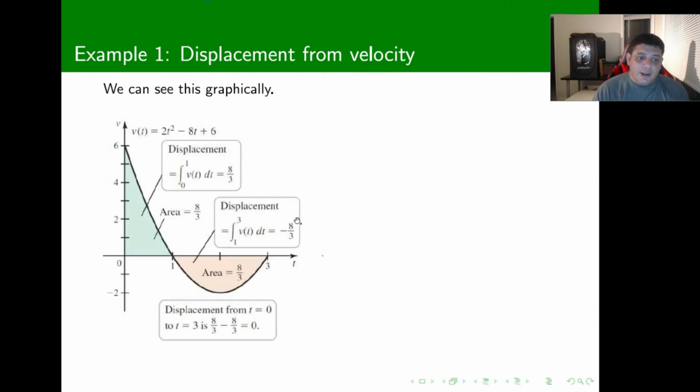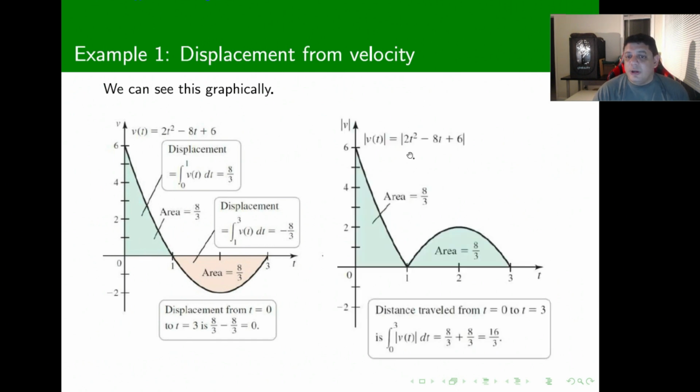Now we can see graphically how this is occurring in better detail. You can see the positive area going on in here, the negative area, and if we consider the absolute value to check on the speed, then we can see that this is the total distance traveled, where we add up all this to summarize the integral.